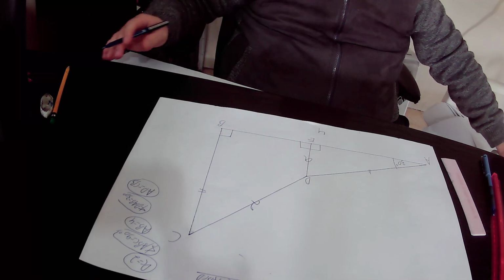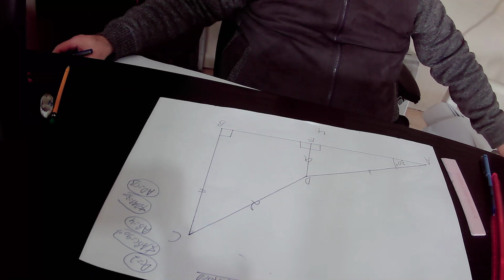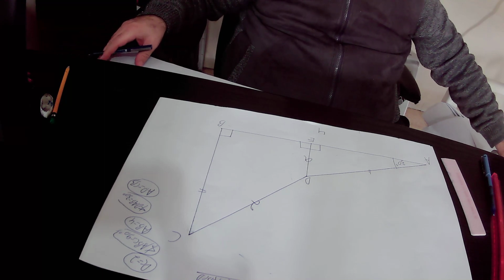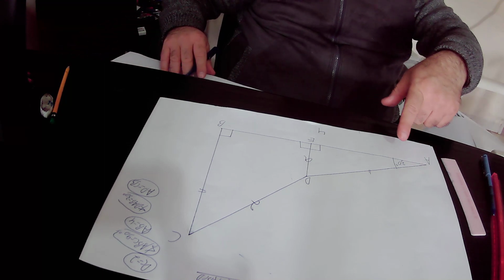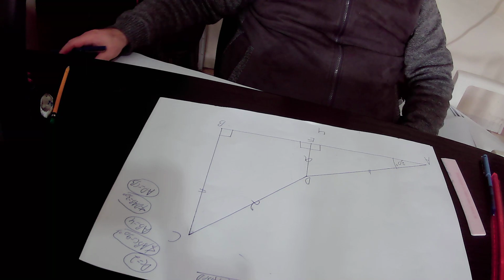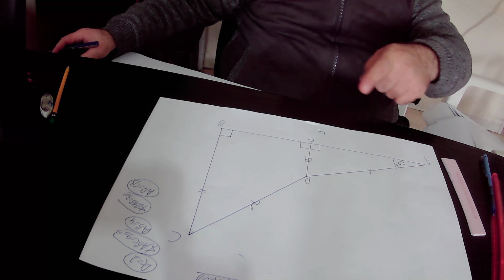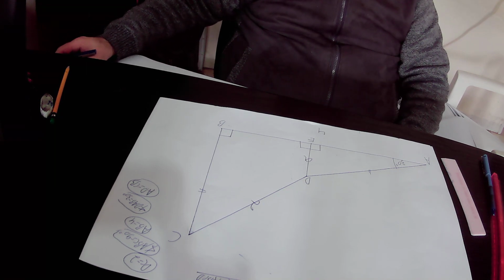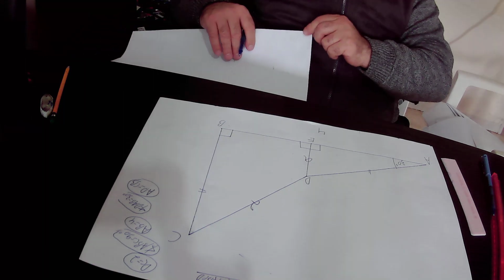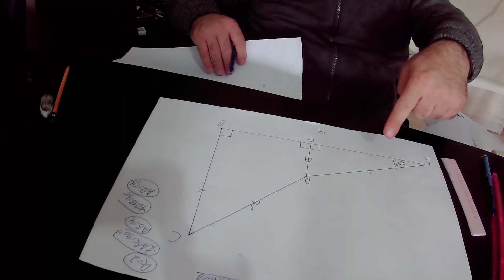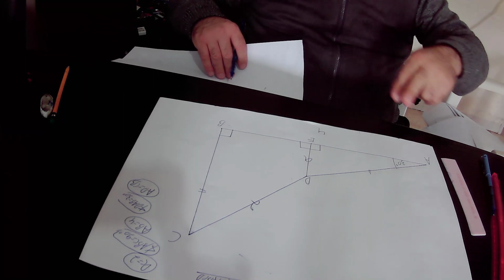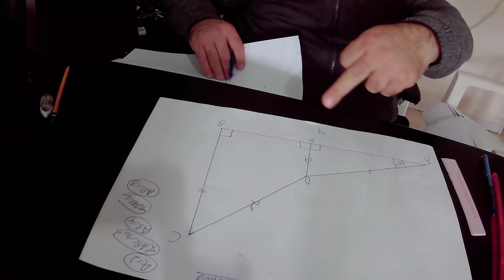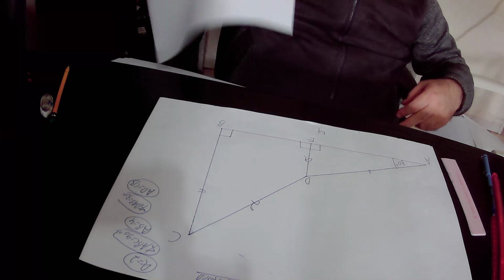And we will focus on the right triangle ADE. In the right triangle ADE, sine of 30 degrees equals DE over AD.